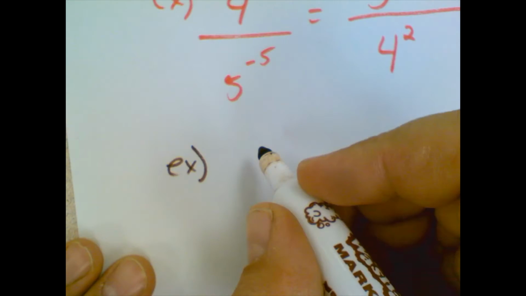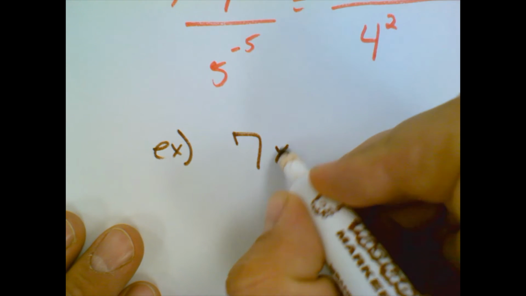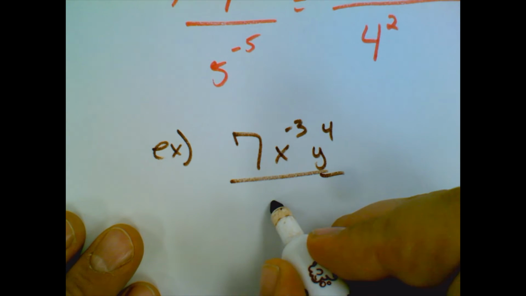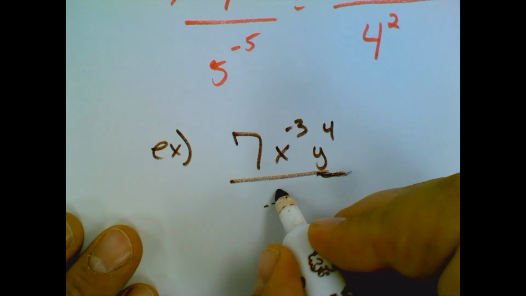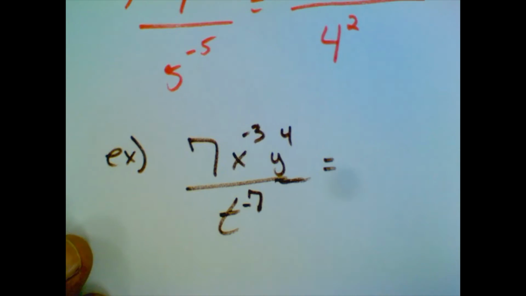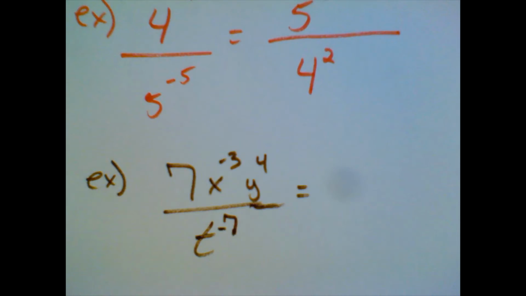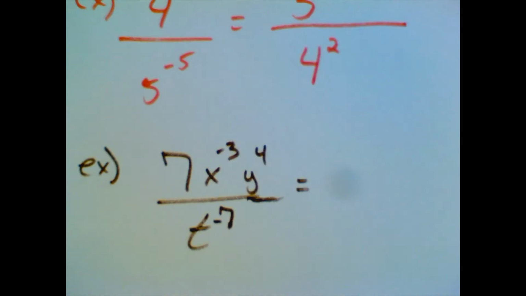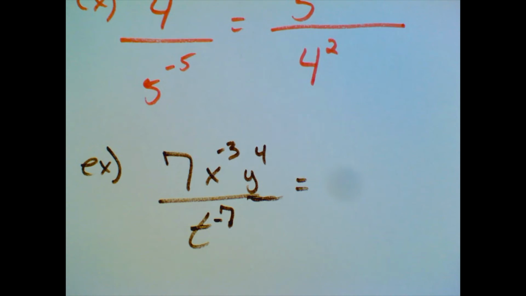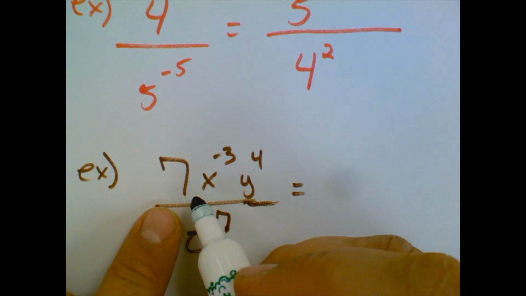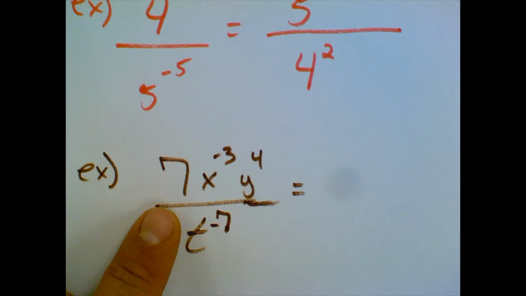What if I had 7x to the negative third, y to the fourth, over t to the negative seventh? Let's do this one. So the whole idea is to simplify this. Well, if you follow the rules, if you have a positive exponent, it stays where it's at. But if it's negative, we got to move it. Okay? And notice this one has a coefficient of 7. Okay, the numbers just stay where they're at, unless they have a negative exponent also.